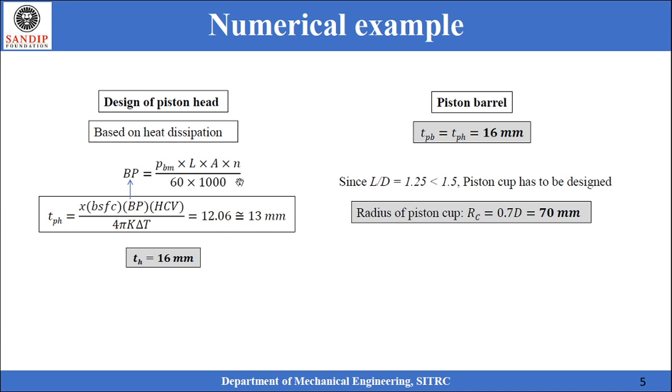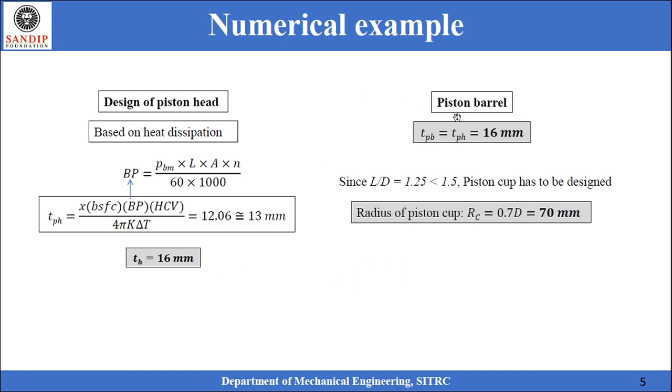Another thing to be noted is that here N is number of cycles per unit time, which means for a two-stroke engine N will be equal to speed of the engine, whereas for a four-stroke engine N is equal to speed of the engine divided by 2. By putting all the known values in this formula, the thickness comes out to be 12.06, which can be approximated to 13 mm. Out of two criteria, the value based on the strength is more conservative, hence that value is considered. So thickness of a piston head comes out to be 16 mm.